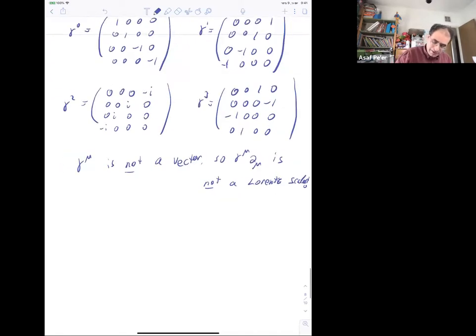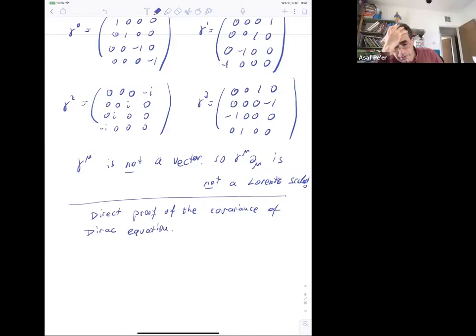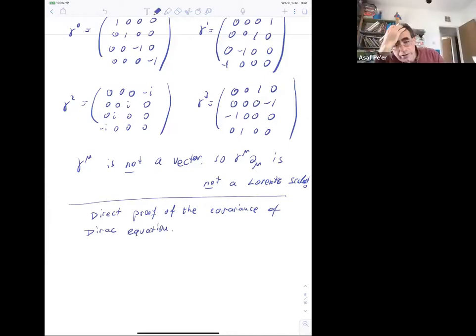So the next thing I want to do is to give you a direct proof of the covariance of the Dirac equation. That means the Hamiltonian itself is not a Lorentz scalar, right? Yes, that's true. Okay, I want to show you directly the covariance of the form of the Dirac equation.